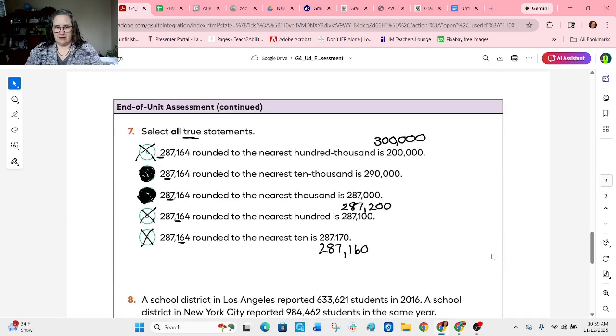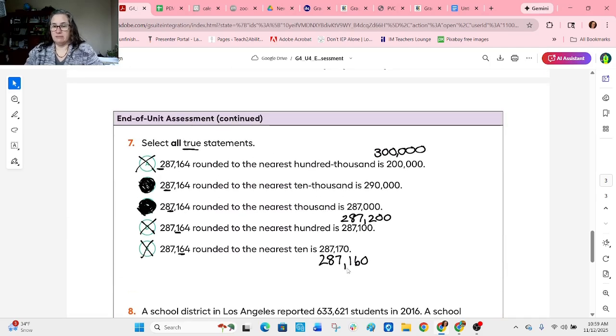Last page, we have rounding. So select all true statements. So we're using the number 287,164, but note that students need to be able to think about rounding to all of the different place values. They need to be able to round to the nearest 10, 100, 1,000, 10,000, and 100,000.